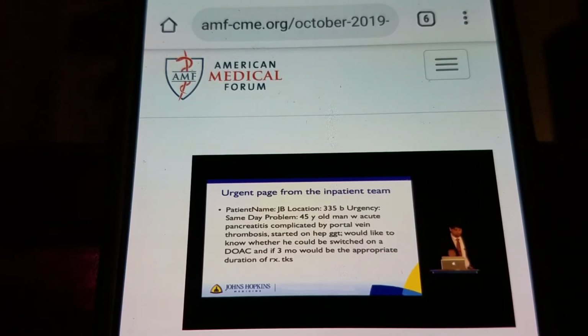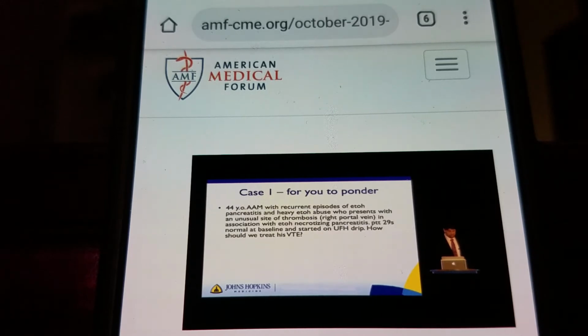That's the page. I want you to think about it, and I want you to ponder the issues here. Pancreatitis, heavy chronic alcohol use, unusual site of thrombosis, and necrotizing pancreatitis, which is a potent prothrombotic risk factor. His coags are normal. His PTT is 29 seconds. And how should we treat his VTE? We'll try to address the answer here.